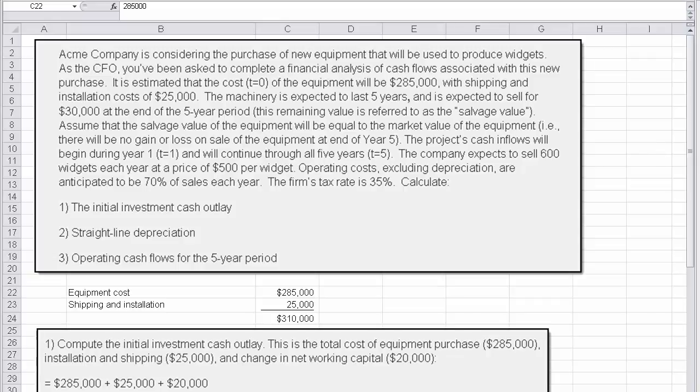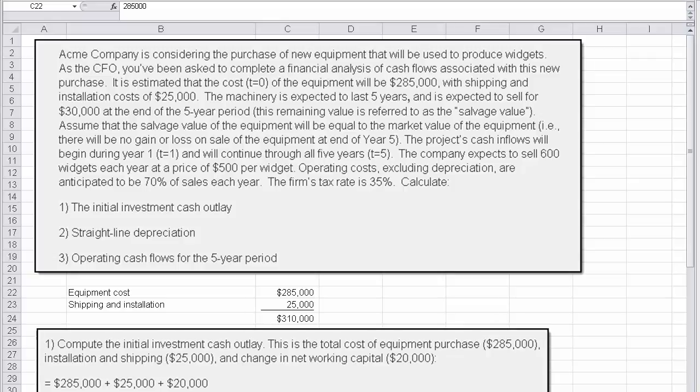It's estimated that the cost, that means right now, period 0, where t equals 0, of the equipment will be $285,000 with shipping and installation costs of $25,000. The machinery is expected to last 5 years, and it's expected to sell for $30,000 at the end of the 5-year period. And they let us know that this remaining value is called salvage value. Assume that the salvage value of the equipment will be equal to the market value of the equipment. And what they mean by that is there won't be a gain or loss on the sale of the equipment at the end of year 5.